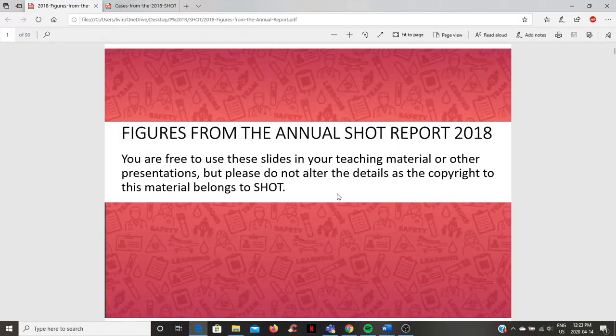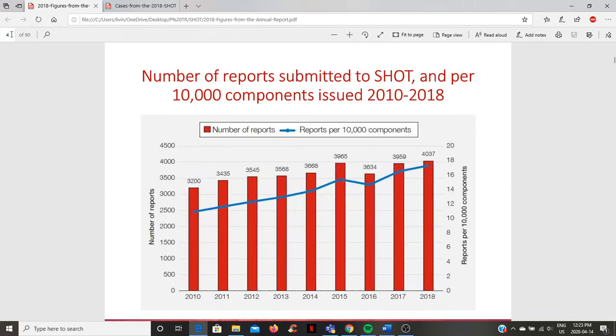Just wanted to highlight a few pages. So as you can see, they're free to share. SHOT shares this material, but this is their material. I haven't added anything to it. And I'm just going to scroll through a couple pages here. So page 4, and I'm going to skip a whole bunch of things. Just wanted to highlight a few things so you get an idea of what's in this report.